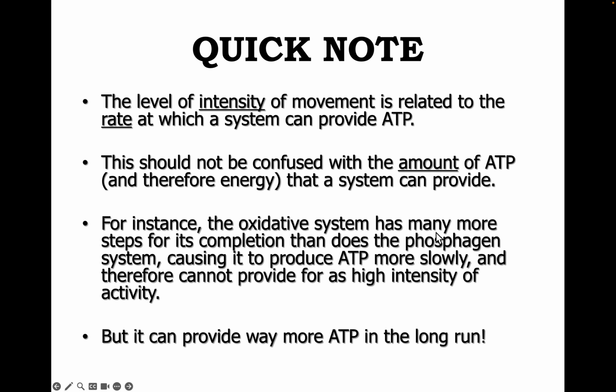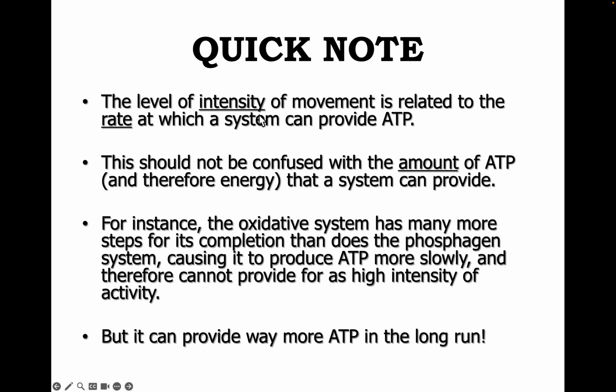Now, here's something important to note, and I would make a star somewhere in your note set here. The level of intensity of a movement is related to the rate at which a system can provide ATP. So remember that intensity could be how fast something moves. Something moving faster is considered more intense. Lifting a heavier weight would be more intense than lifting a lighter weight. If you need a lot of energy very quickly with very little rest in between, that would be a more intense activity than an activity where you don't need a whole lot of ATP very quickly.